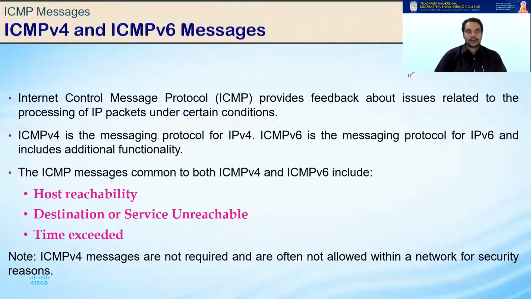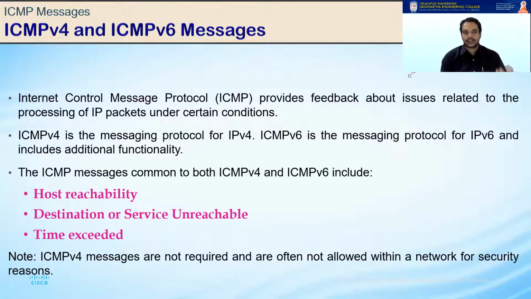There are some messages which are common to both version 4 and version 6. There are three messages which are common. The first is the host reachability message. The second is the destination or service unreachable messages. And the third category is the time exceeded messages. In most cases, because of network administrators' security concerns, ICMP version 4 messages are not allowed within the network, so sometimes you might not be able to use some of the features.